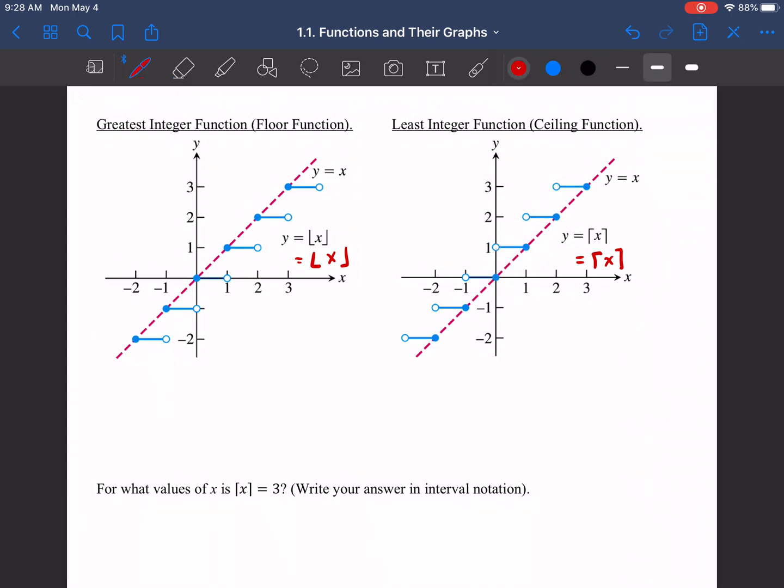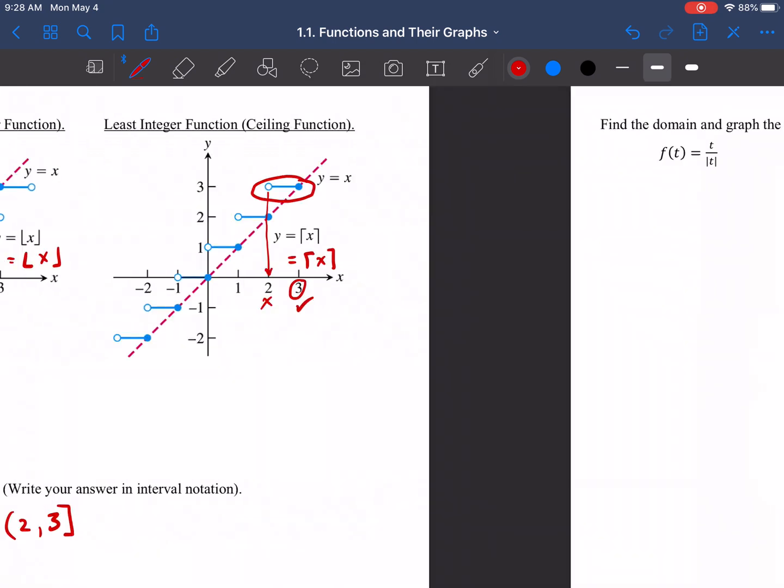All right, for what values of x is the ceiling of x equal to 3? In interval notation, where does the ceiling function equal 3? Well, that's going to be right here if we look at the graph. Notice it's open on 2, which means we're not going to include 2, but it's closed on 3, so we will include 3. So in interval notation, this will look like parentheses 2, because we don't include 2, all the way to 3, and then bracket around 3 because we do actually include 3.